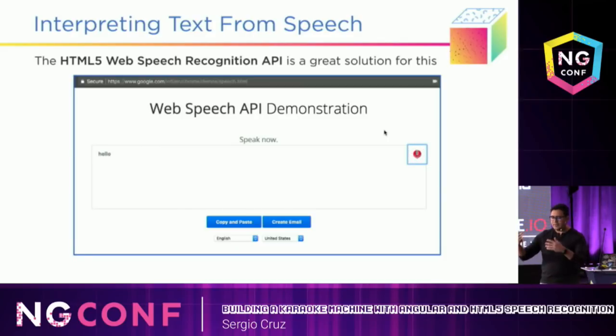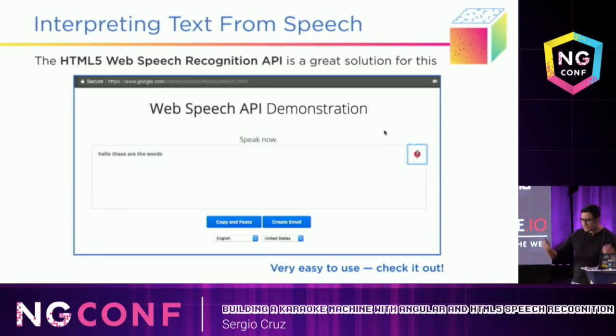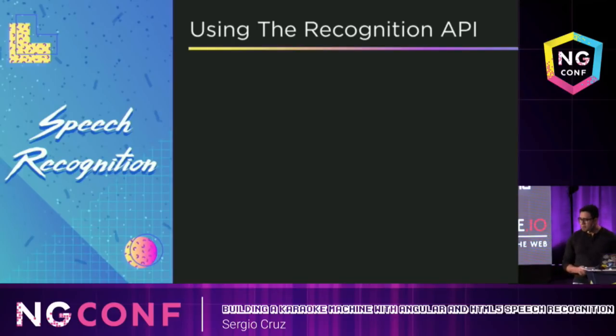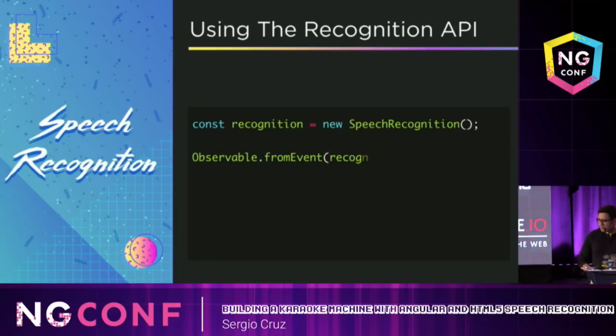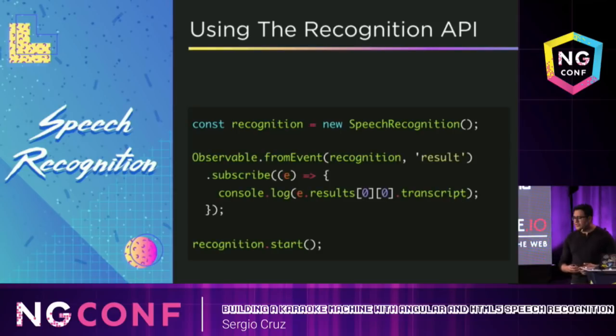Once it does, it's going to interpret or detect the words that you're saying. And in the case of this app, it will just display it on the screen. Now, what I love about this API is that it's actually pretty straightforward to use. Let's look into it. So this is how we go about using it.